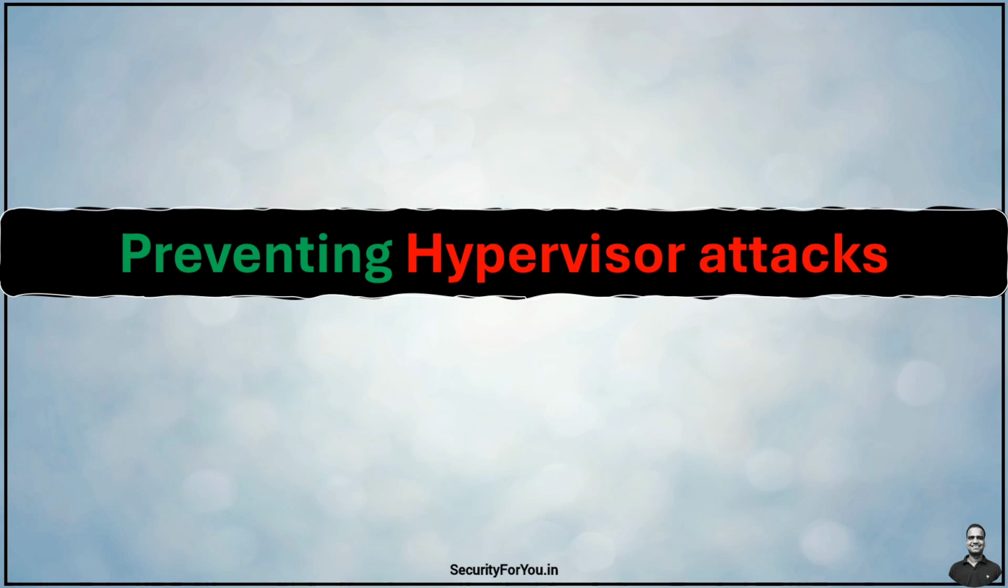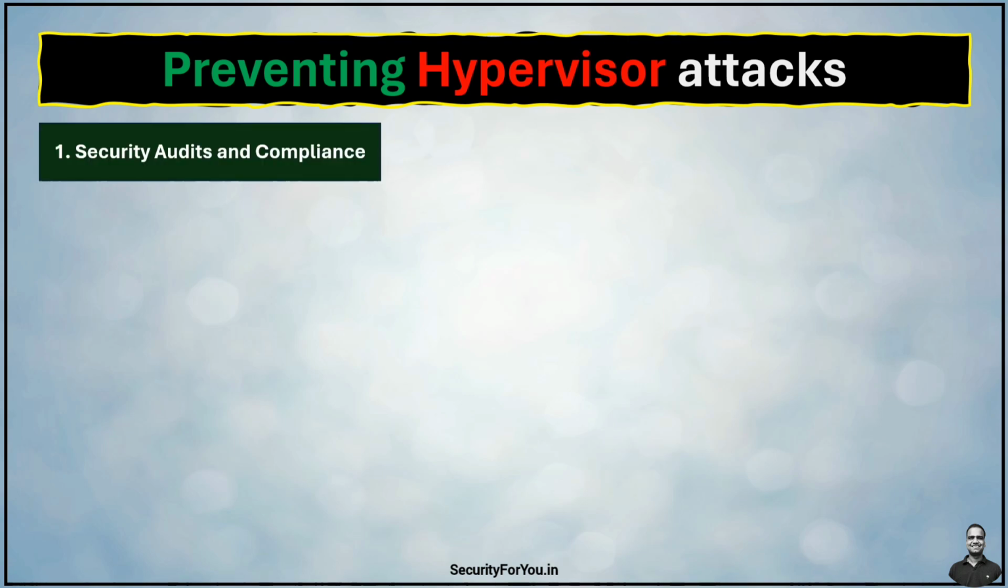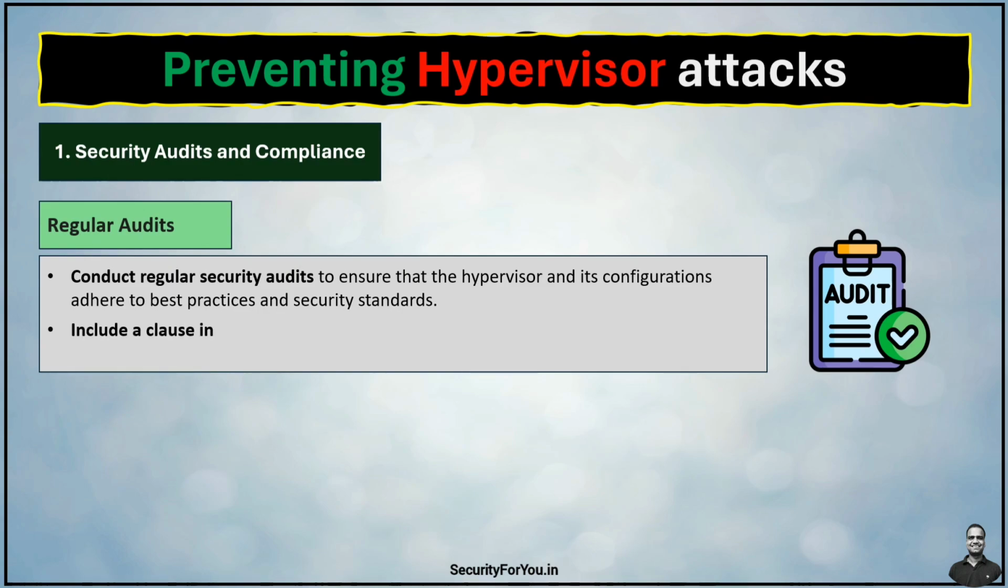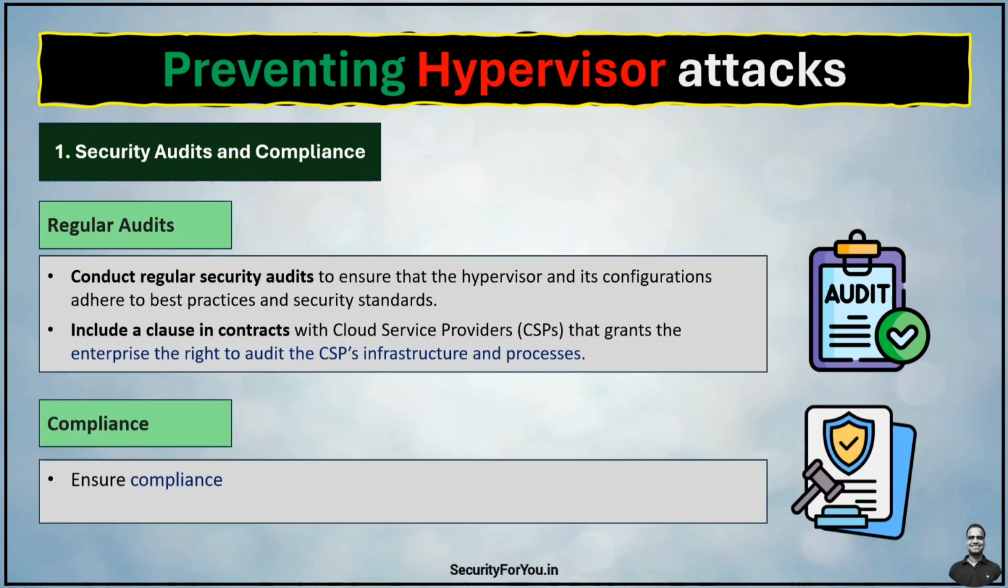So what are some of the mitigation strategies to safeguard against hypervisor attacks? Let's discuss. Security audits and compliance. Conduct regular security audits to ensure that the hypervisor and its configuration adhere to best practices and security standards. Include a clause in contracts with the cloud service providers that grants the enterprise the right to audit the cloud infrastructure and processes. And ensure compliance with industry standards and regulations to maintain a secure virtualized environment.